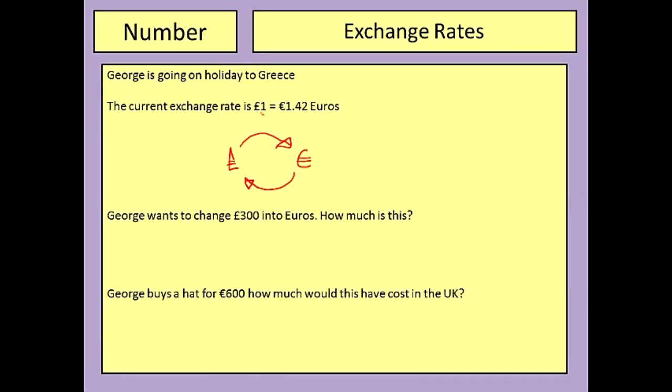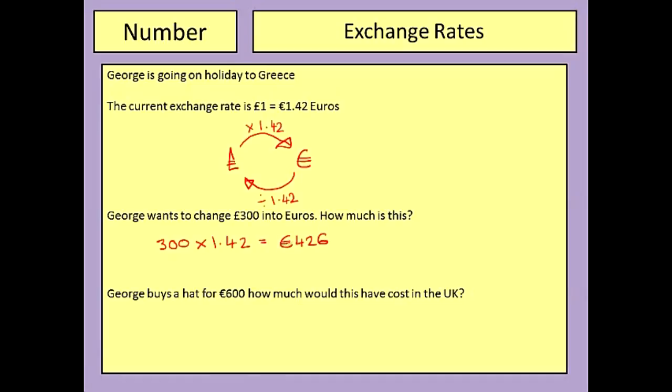Now to get from £1 to 1.42 euros, it's a little bit nastier, but it's still multiplication, and I times by 1.42. To go back the other way from euros to pounds, if one way is times, then the other way is divide, and I keep that number exactly the same. So let's look at part A. George wants to change £300 into euros. How much is this? So he's got 300. I consult this little guide up here, and it says to go from pounds to euros is times by 1.42. So I'm going to go times 1.42, and that gives me 426 euros.